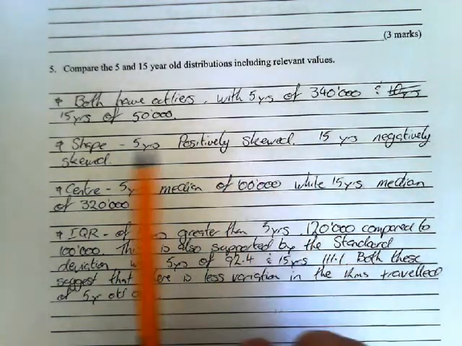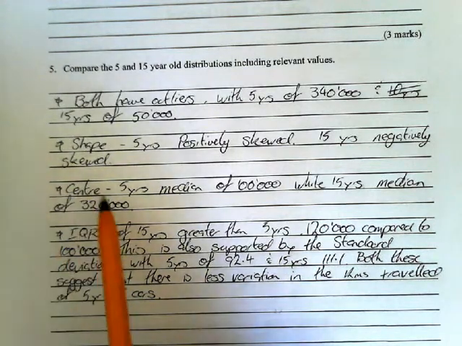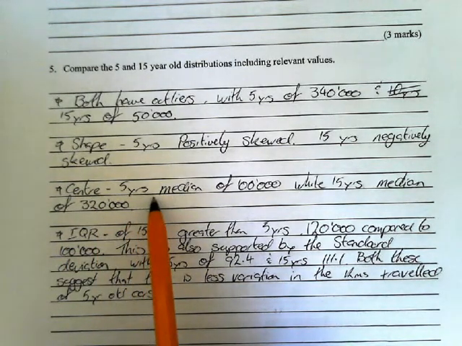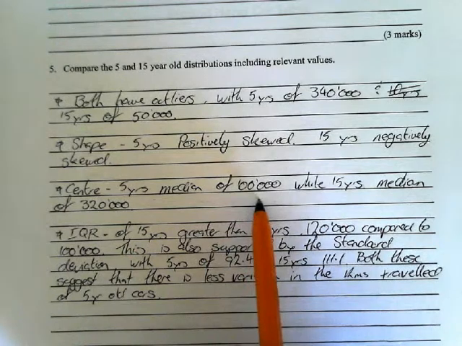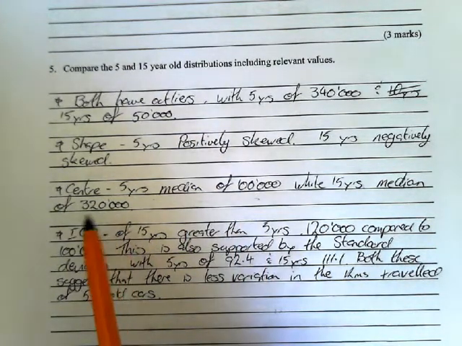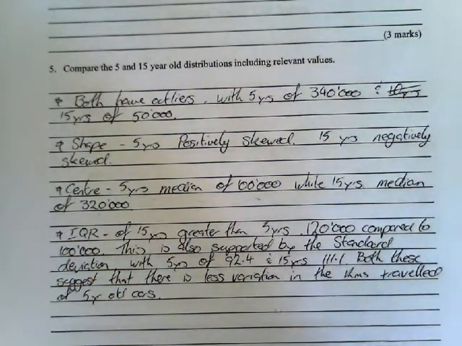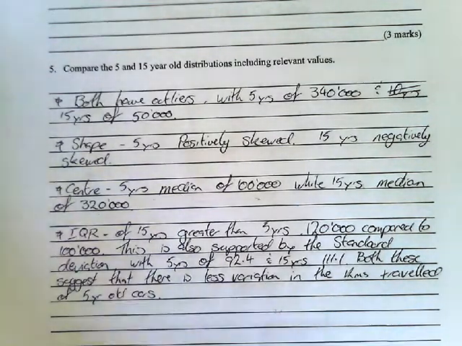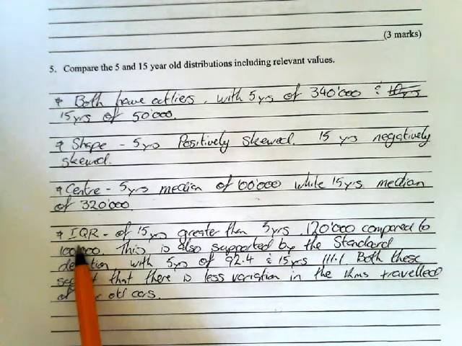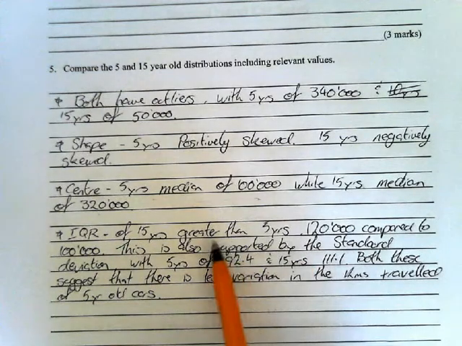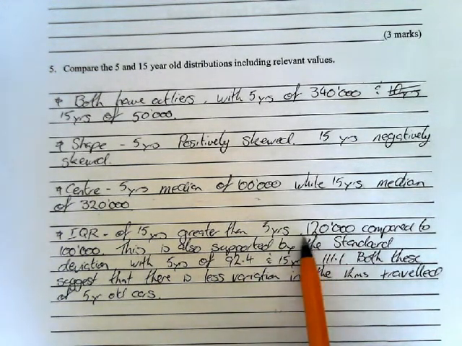Centre, as you would expect, they're going to be a little bit different. The 5-year median is at 100,000, while the 15 years median is at 320,000. Now remember, with box plots, use the median, not the mean. And then we talk about the spread as well. Remember, if we only had the box plots to compare, we'd talk about the interquartile range. So the interquartile range for the 15 years is 120,000 compared to only 100,000 for the 5-year-old.